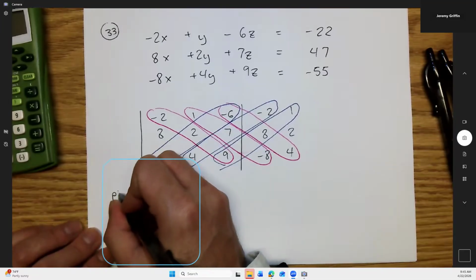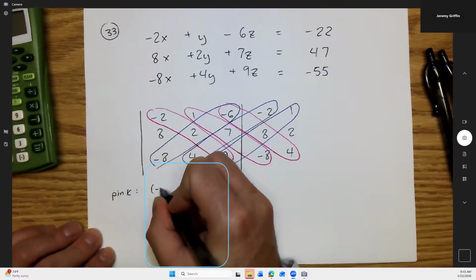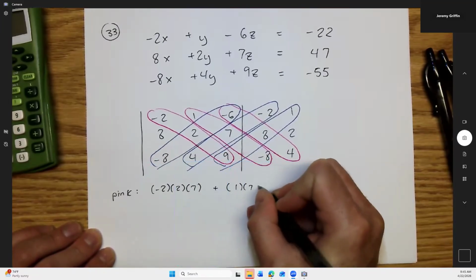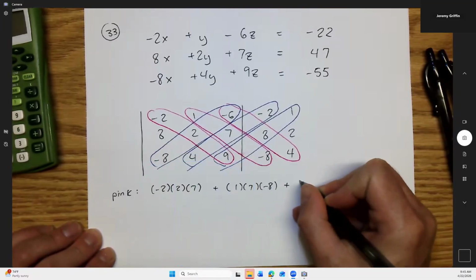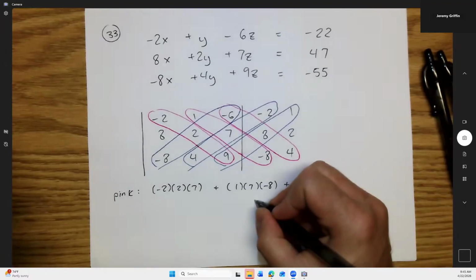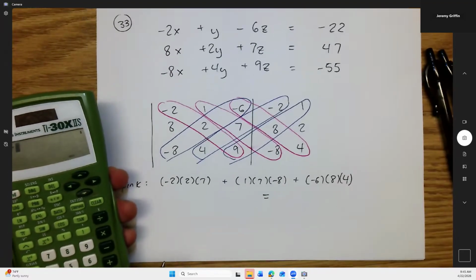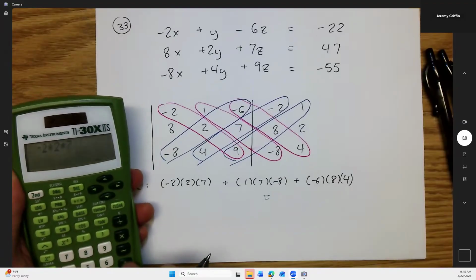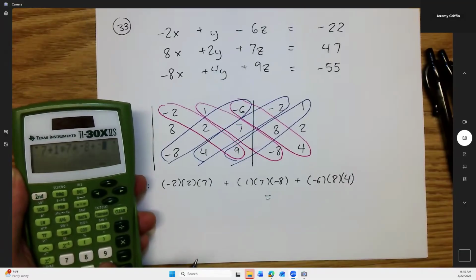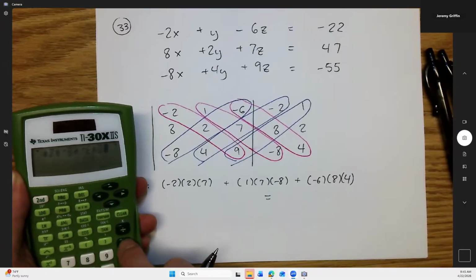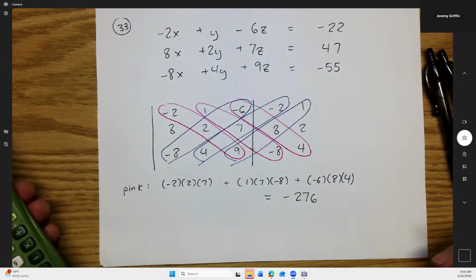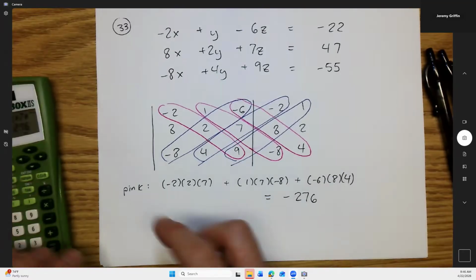Everything in pink is going to be negative 2 times 2 times 7, plus 1 times 7 times negative 8, plus negative 6 times 8 times 4. Let's see what that comes out to. I'm getting negative 276. Is that what you guys are also getting? Negative 276? Good. So that's everything in pink.